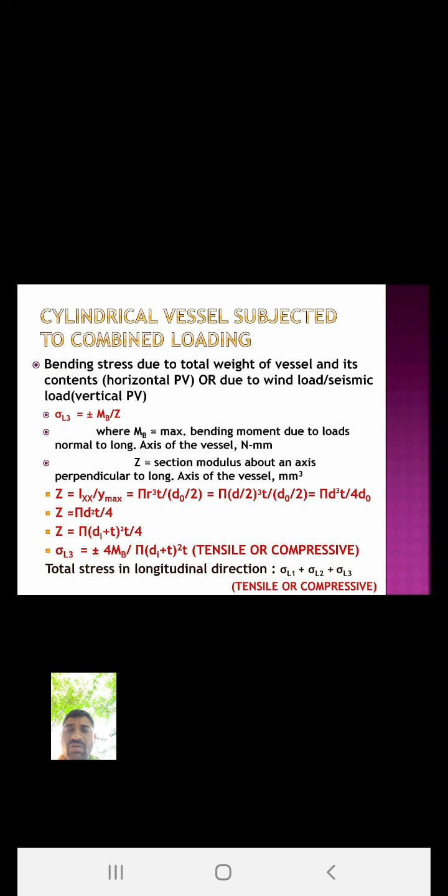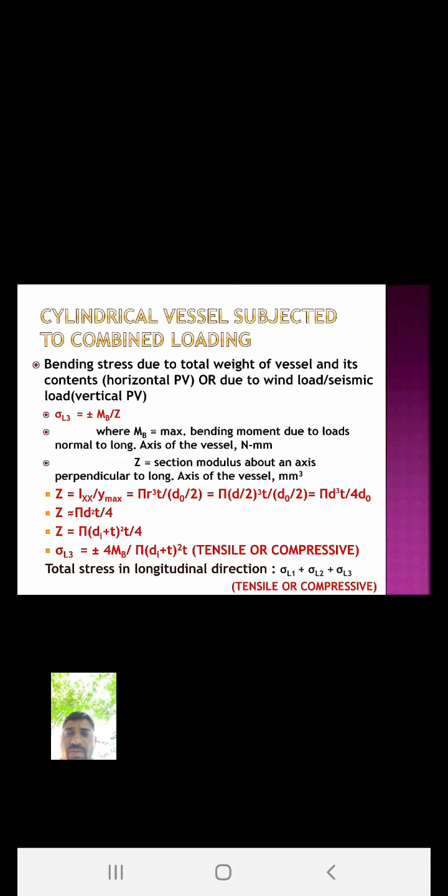pi r cube into t. And what is the maximum distance? It means half the distance from the centroid to the base of the vessel. You will get DO by 2, total diameter divided by 2. If you solve this equation, you will get Z equal to pi into d by 2 cube into t divided by DO by 2, where R is equal to d by 2. Again, solving this equation, you will get pi d square t divided by 4.